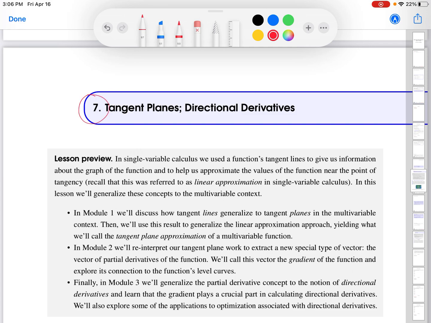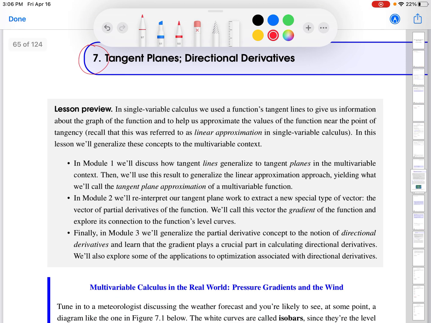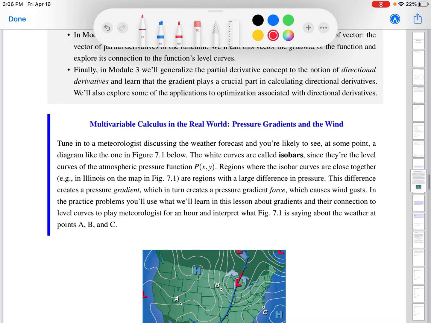We're going to talk about the first module only in this video, and just one thing I'll mention quickly is that there's a lot of foundational content in this lesson. So in Module 1 we will talk about tangent planes and also linear approximations. Module 2 talks about gradients, and then Module 3 directional derivatives. And really all four of these concepts are foundational for what we will do later on in the course.